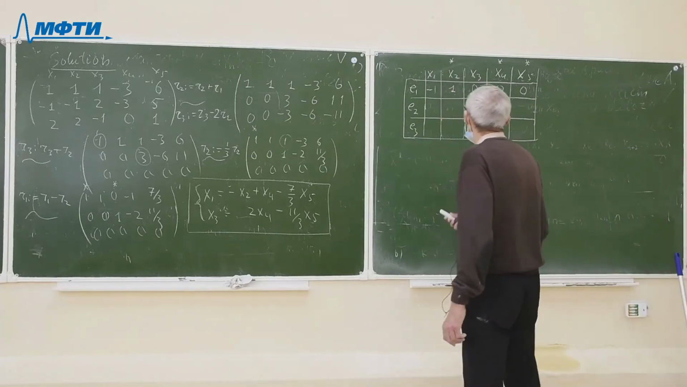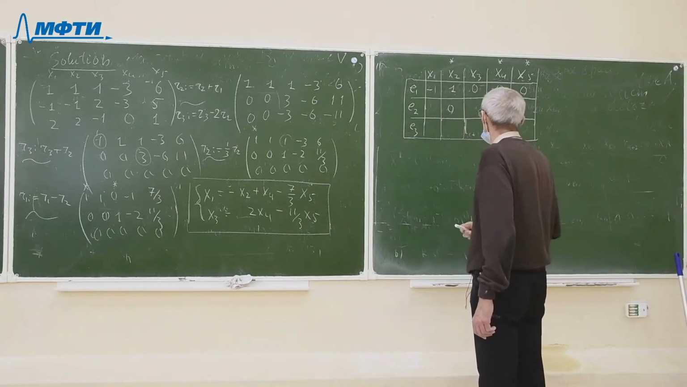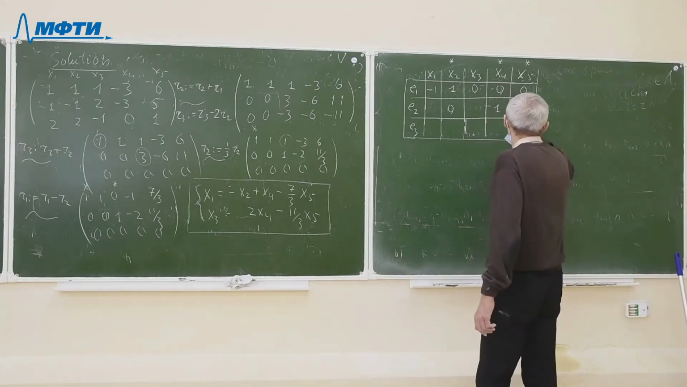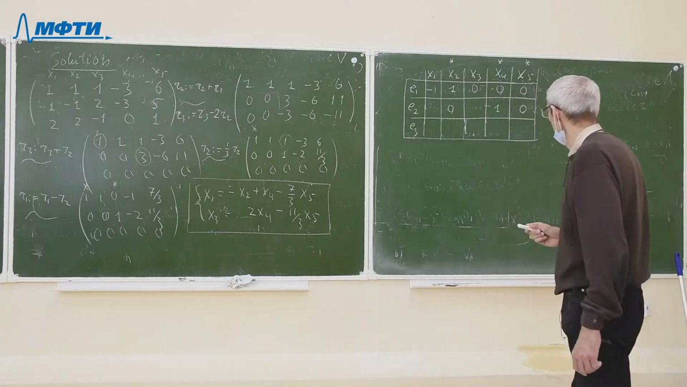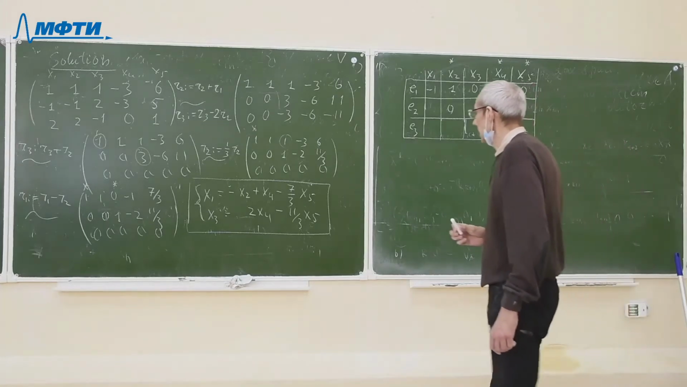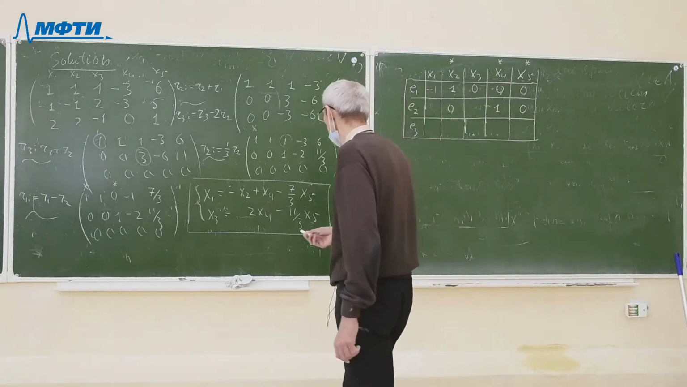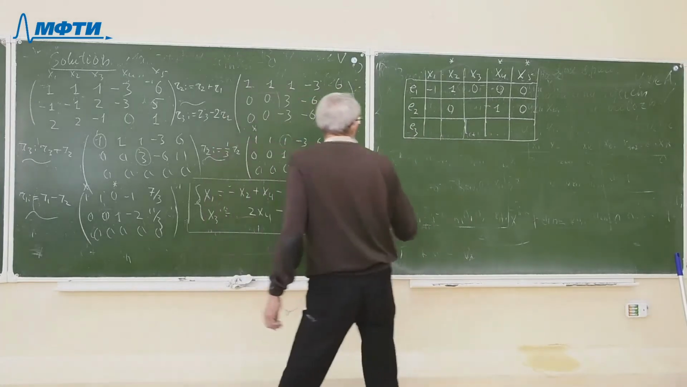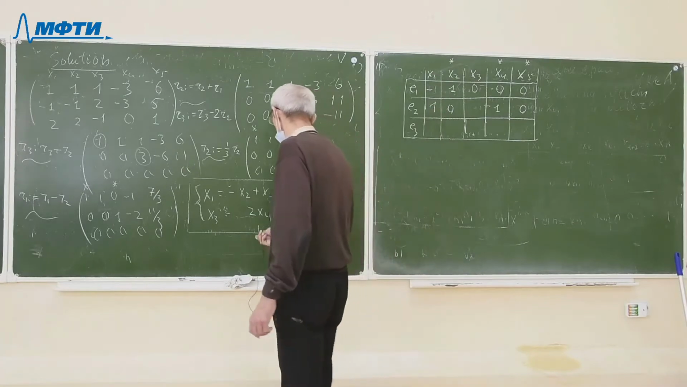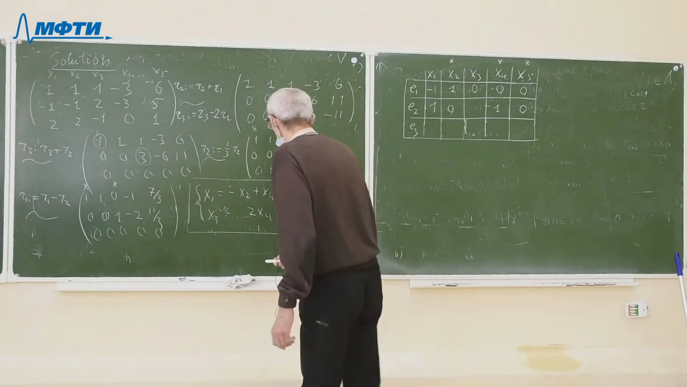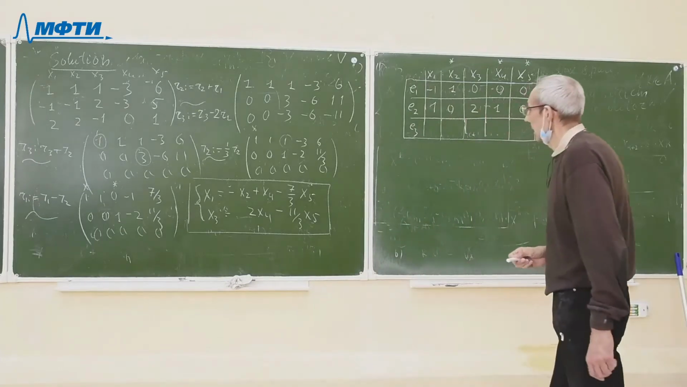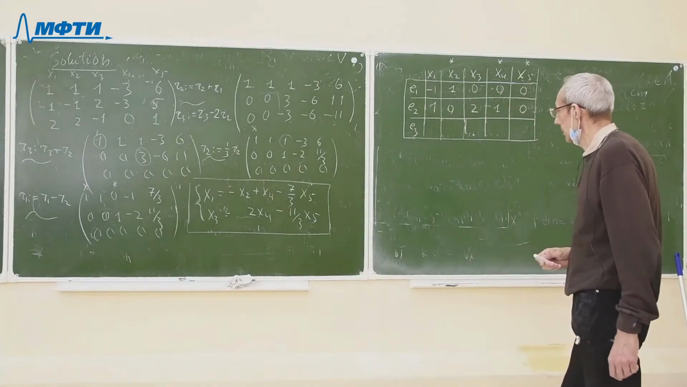For the second, I put x2 equal to 0, x4 equal to 1, x5 equal to 0, and I calculate x1 equal to 1, x3 equal to 2, and I obtain the second basis solution.